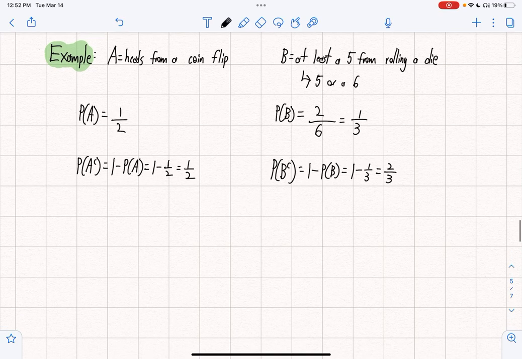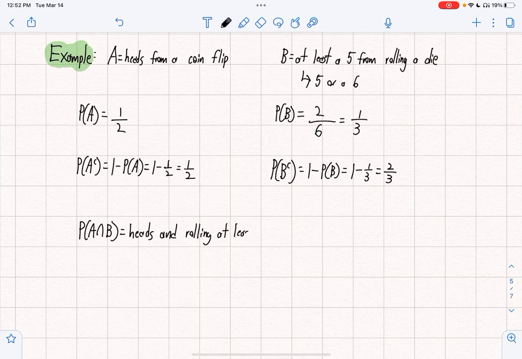Okay, so now let's think about the probability of A intersect B, or the probability of A and B. So this would be the probability of a heads and rolling at least a 5. Okay, well, like we said, we don't have any clean answer to this unless we know that these events are independent. So let's ask ourselves, is this a reasonable assumption?